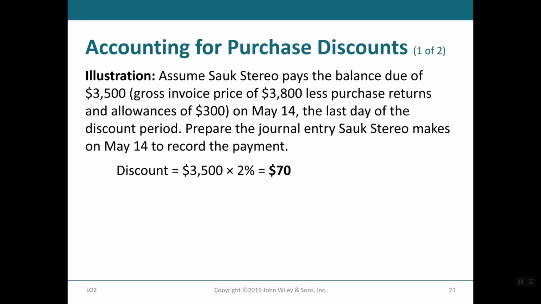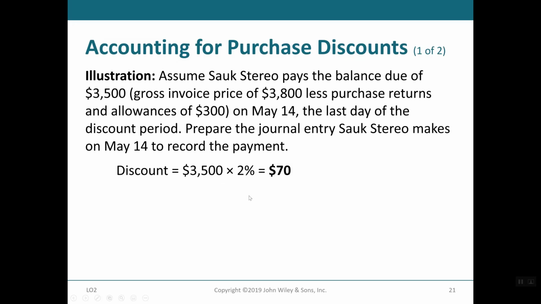All right, assume Sook Stereo pays the balance due of 3,500, the gross purchase price of 3,800 less purchase returns and allowances of 300, on May 14th, the last day of the discount period. Prepare the journal entry Sook Stereo makes on May 14th to record the payment. We are first going to calculate what our discount is. We are getting a 2% discount from the 3,500. Remember, it was 3,800 and we returned 300.